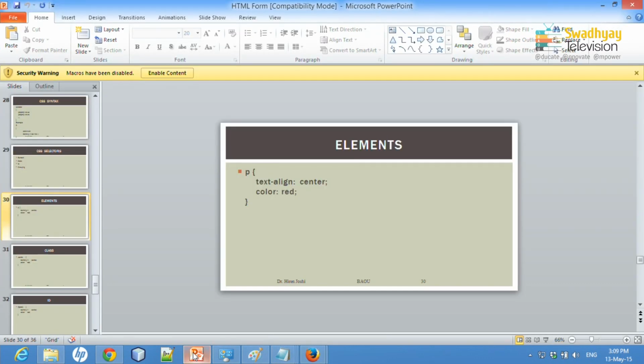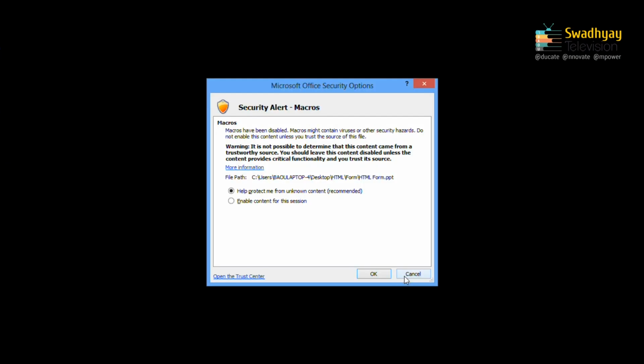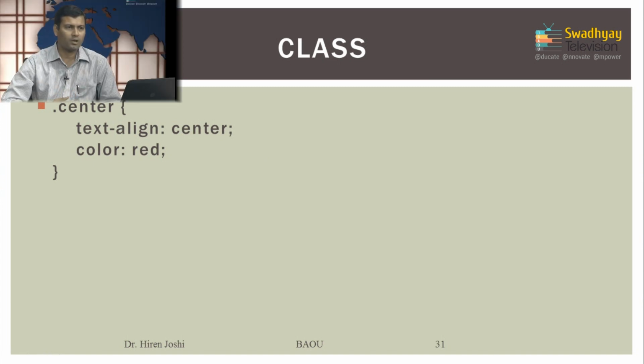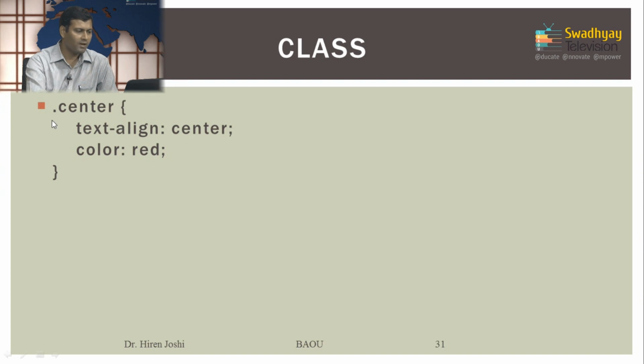Next thing is class. You can define a class also within the CSS. A class allows you to make formatting for a particular class. Here to define a class you have to write a dot and that class name. So, here my class name is center because I prefix it with a dot, and the text align for that class is center and the color is red.